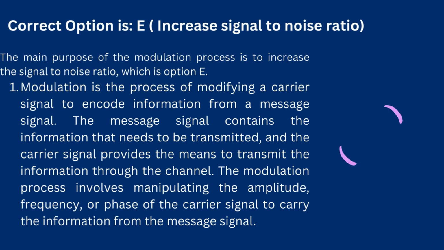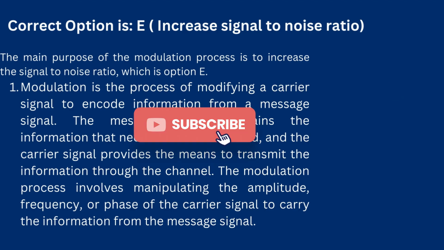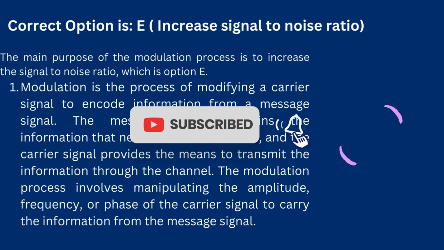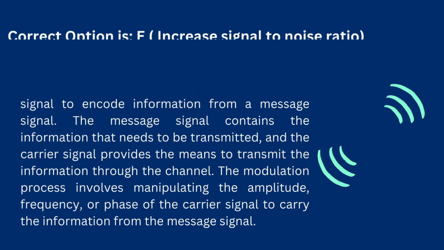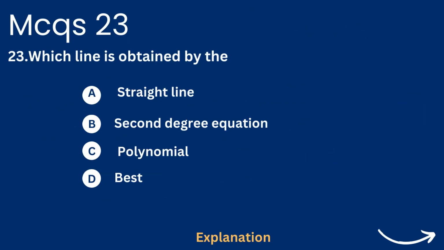The main purpose of the modulation process is to increase the signal to noise ratio, because modulation is a process of modifying a carrier signal to encode information from a message signal. The message signal contains the information that needs to be transmitted, and the carrier signal provides the means to transmit the information through the channel. The modulation process involves manipulating the amplitude, frequency, or phase of the carrier signal to carry the information from the message signal.